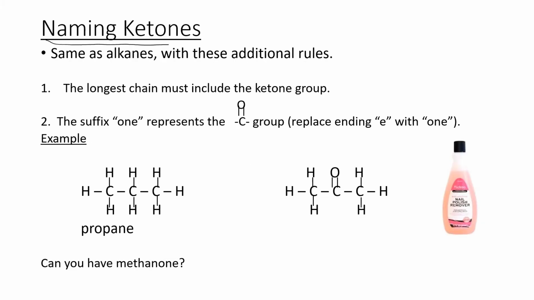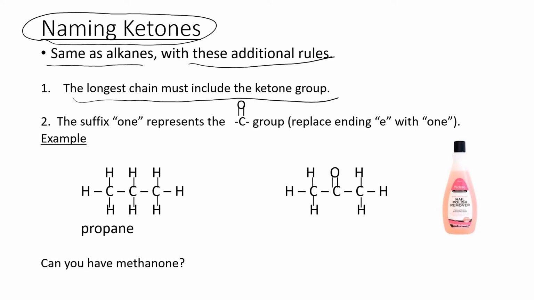To name ketones, we'll follow the same rules as alkanes with a few additional rules. The longest chain must include the ketone group. The suffix -one represents your carbonyl group. You're going to replace the ending E with -one.